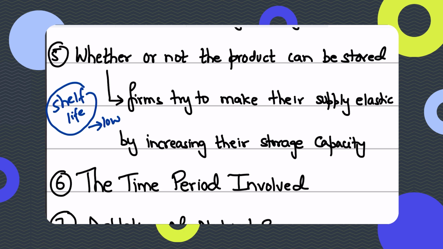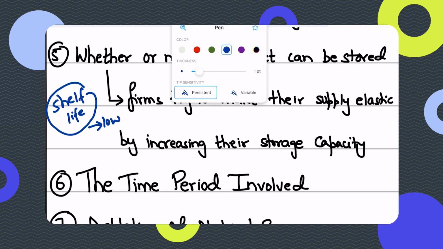For example, certain food products you can't really store for a long period of time. The product isn't really durable. It's going to get spoiled. So in that case, it's difficult to store the product, and whether the supply would be inelastic is debatable, but it won't be as elastic as it could be had the product been stored.